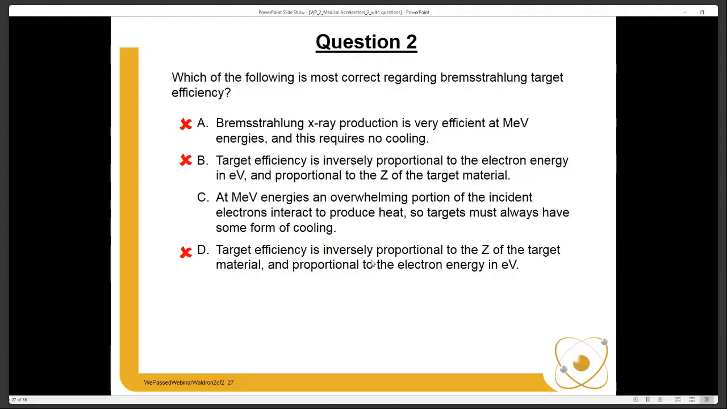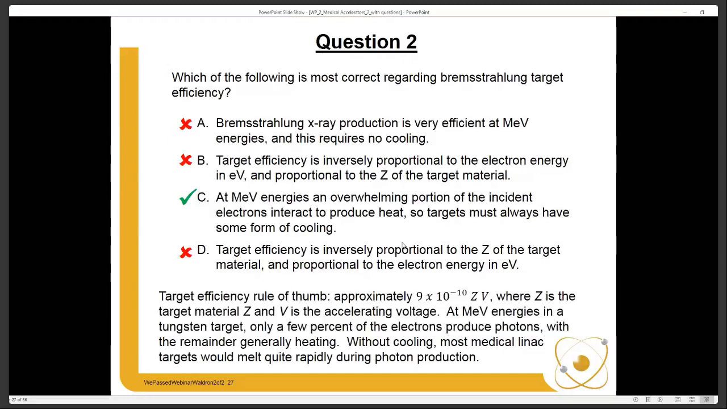Okay, is it target efficiency is inversely proportional to Z and proportional to electron energy? No, it is proportional to both of those. That leaves C. And yes, we are largely producing heat, overwhelmingly producing heat, as opposed to photons. And definitely have to have cooling. Otherwise, our thin target will become a few molecules thick very quickly.